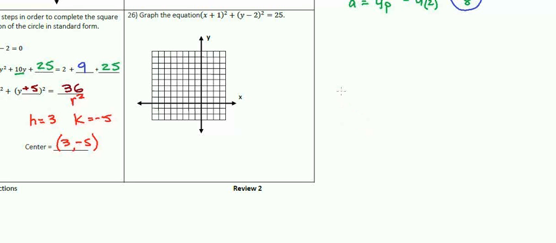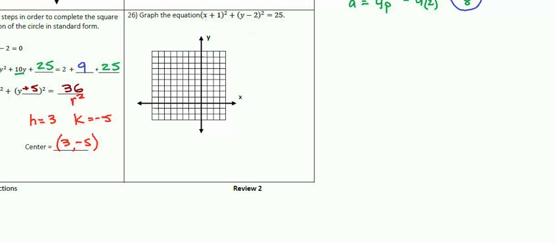Question number 26 asks the question, graph the equation (x + 1)² + (y − 2)² = 25. The first thing we have to recognize is that this is an equation of a circle. If it were a parabola, then the y term would not be squared.